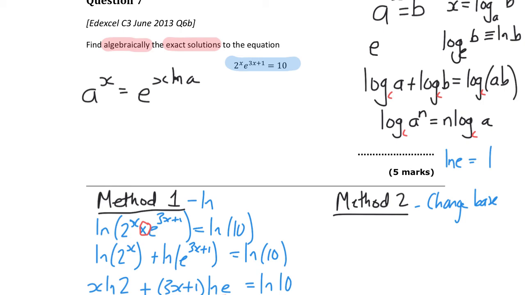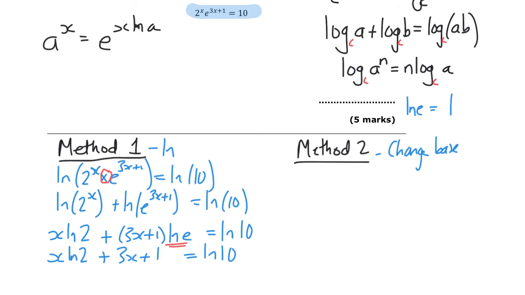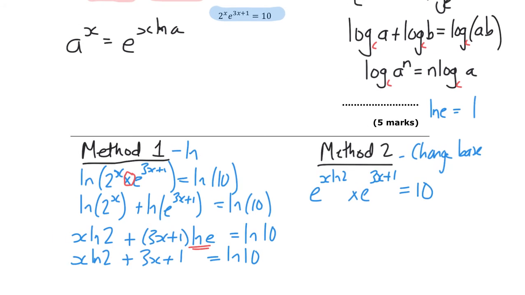Yeah, and that works for any base. So if I use that here for the 2 to the power x, I get e to the power x, but I need times the power by ln2 times e to the power 3x plus 1 must equal 10. So now some more key knowledge.